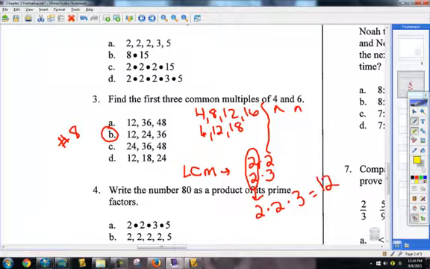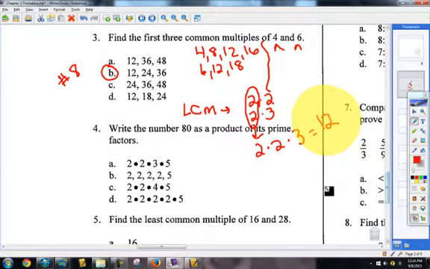Well, once you know that your least common multiple or your first common multiple is 12, can't you just count by 12s to give you the next common multiples? So that's why it's letter B. Okay? Number 4, same way as number 2. The correct answer is D. But if you did not have a tree breaking down 80, it is wrong.